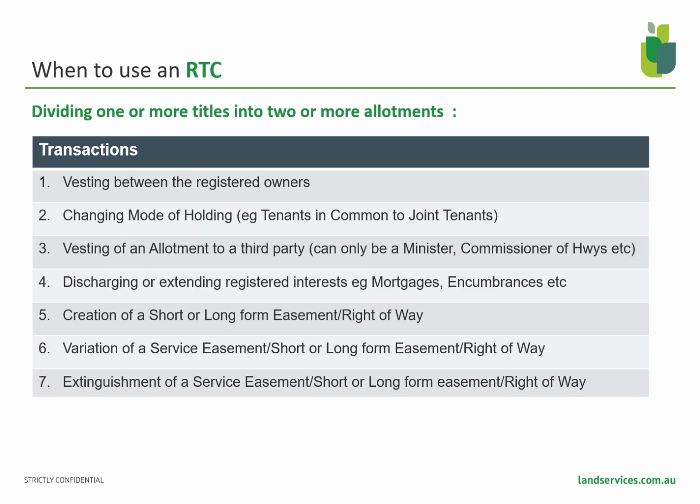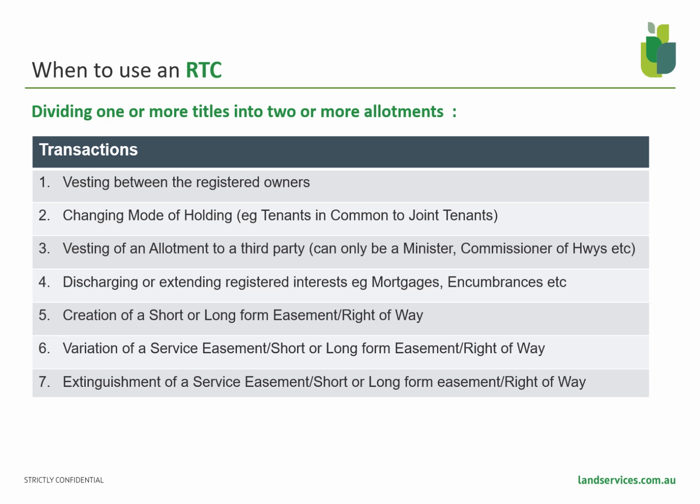When to use an RTC. These points are all considered transactions and therefore an RTC must be used. Firstly, with an RTC, there can be vestings between the registered owners. For example, they can vest their shares between each other, so each owner ends up with a separate allotment. Secondly, the mode of holding can also be changed, vesting from tenants in common to joint tenants or vice versa. Both of these vestings are captured in the details of transaction panel in the RTC.